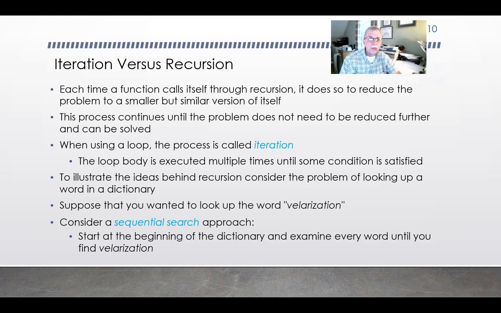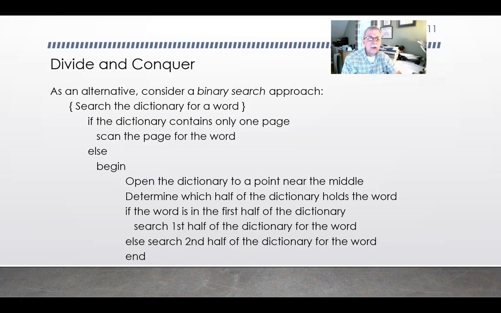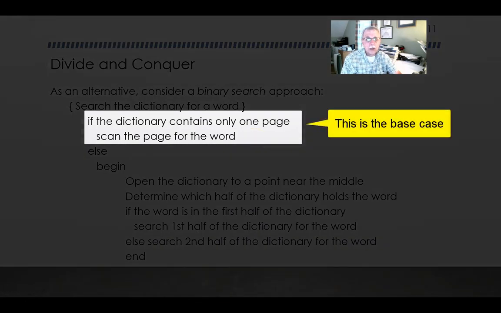That's a sequential search. An alternative is to take something that would be referred to as a divide and conquer approach. And this is where we can employ a strategy that uses recursion. As an alternative to the sequential search, we could use a binary search. A binary search, we can define its behavior through the concept of recursion. The idea is we would search the dictionary for a word. That's our goal. If the dictionary contains only one page, we scan that page and look for the word on that page, and then we're done. This is the concept of the base case.